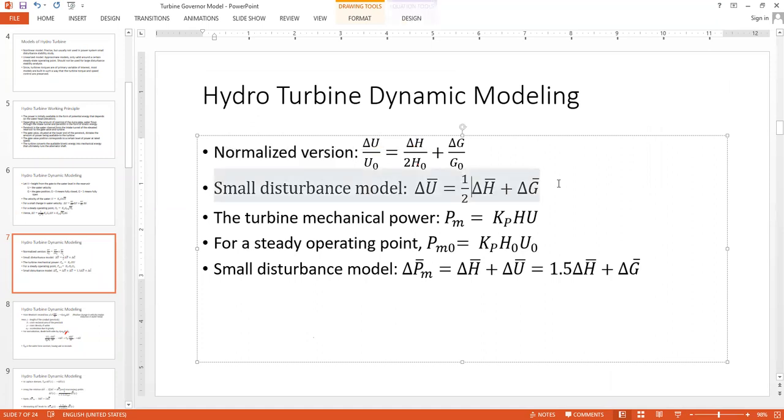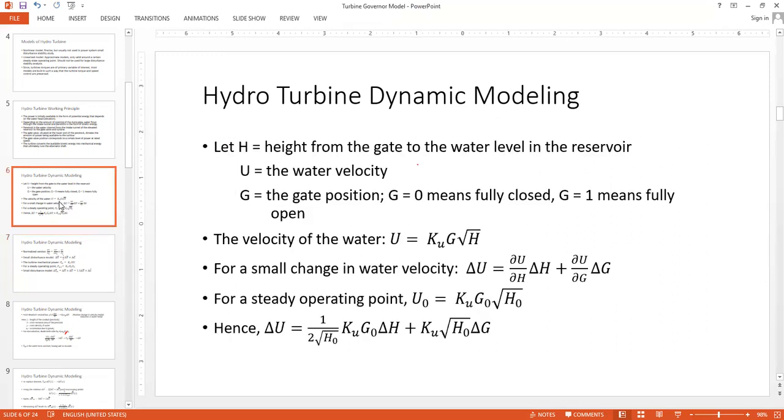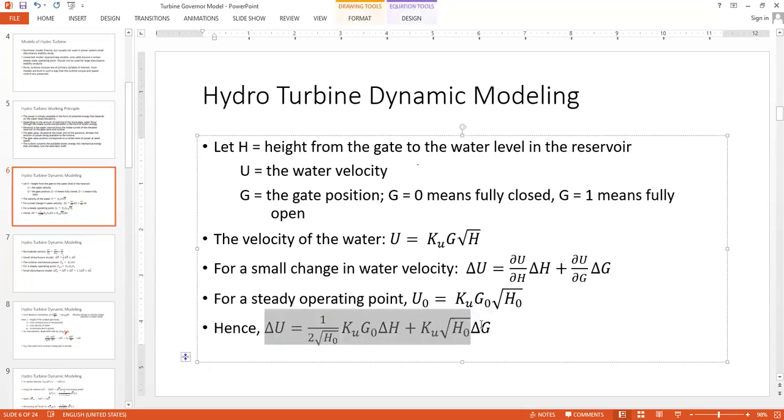So how to achieve this? You see del u by u naught equals del h over twice h naught plus del g over g naught. Why are we normalizing in this fashion? Because as I said, this is the actual representation or actual expression.